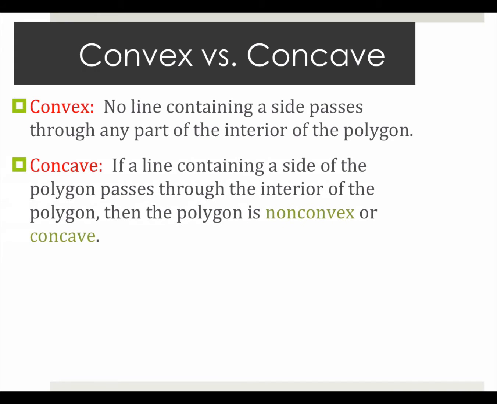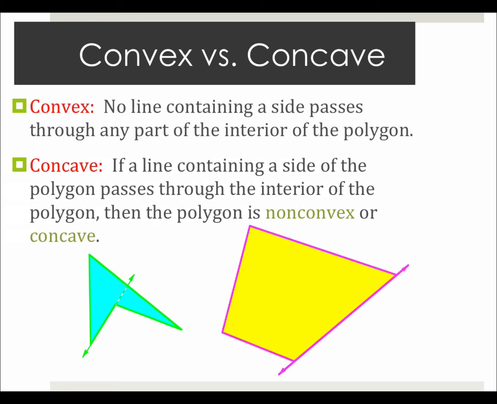Concave means if a line containing a side of the polygon passes through the interior of the polygon, then the polygon is non-convex, or also known as concave. Does that mean anything to you? No. Okay, let's look at these two examples. This is concave, this is convex.